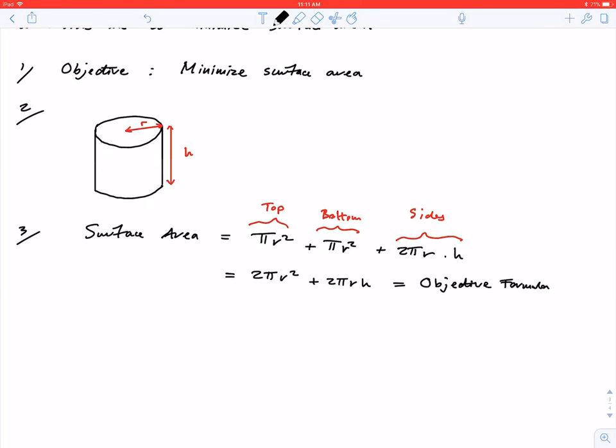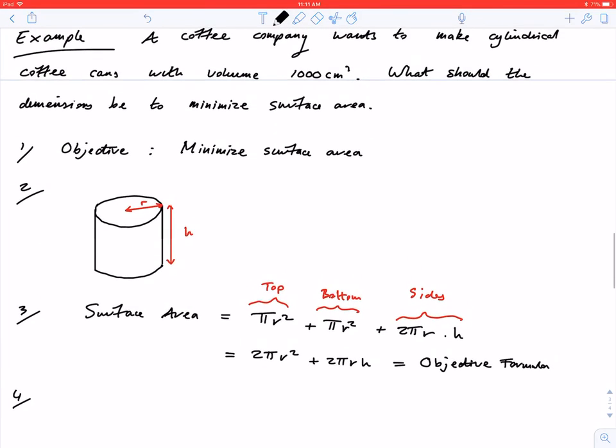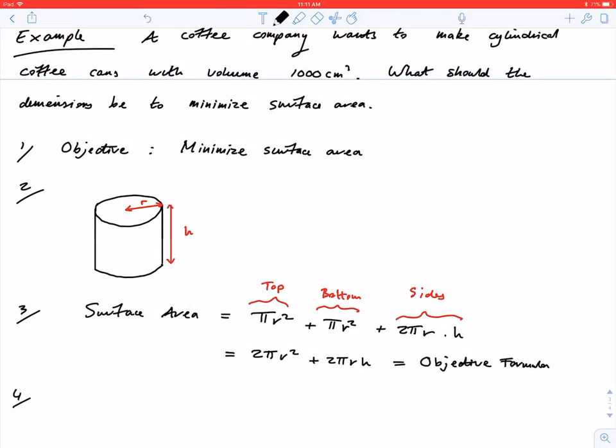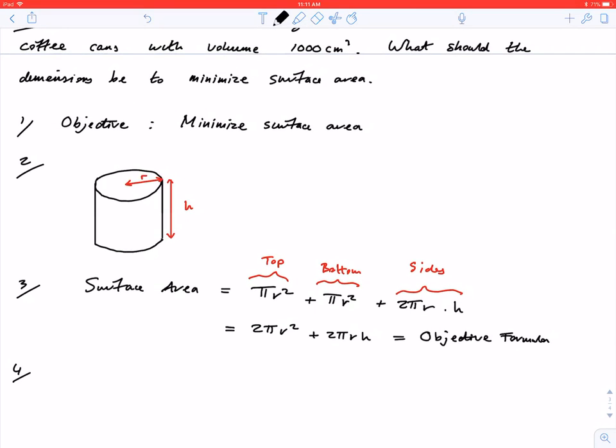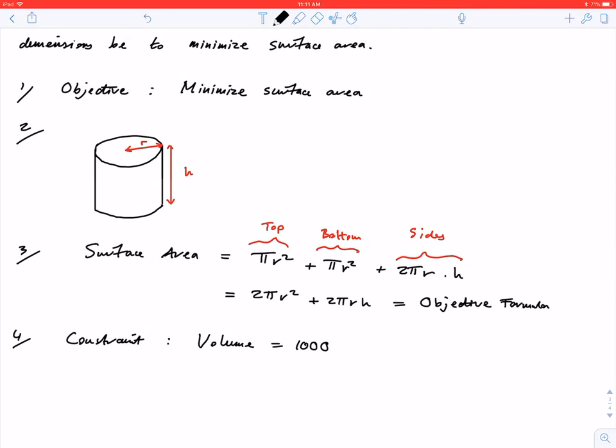Next, the constraint. So what is the constraint? If we look at the problem, the constraint is that the volume is 1,000. So what is the volume of a cylinder? It's the base times the height. So the constraint is that the volume is equal to 1,000.